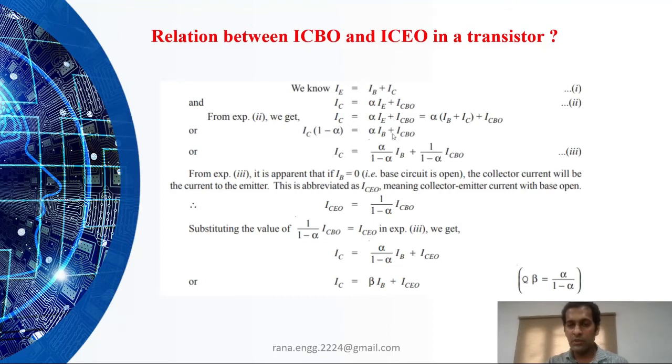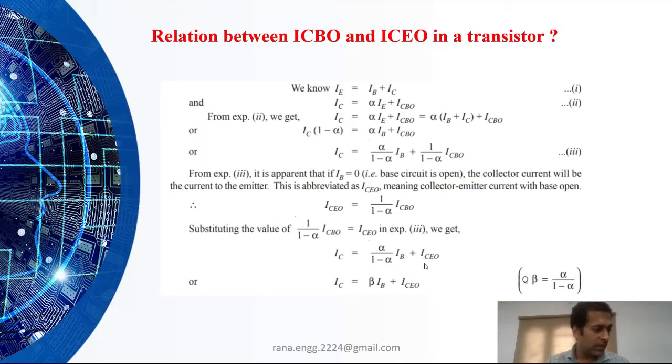Or the same equation we can modify like this. We have another relation between alpha and beta. So finally, if we simplify this term, we get IC in this term. But if IB is 0, because the base is open, then ICEO will be equal to 1 by 1 minus alpha of ICBO. Now this value we can keep as ICEO in this equation. So we will get the final expression as IC is equal to beta IB plus ICEO.